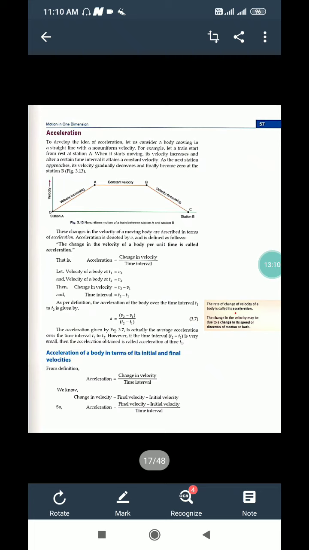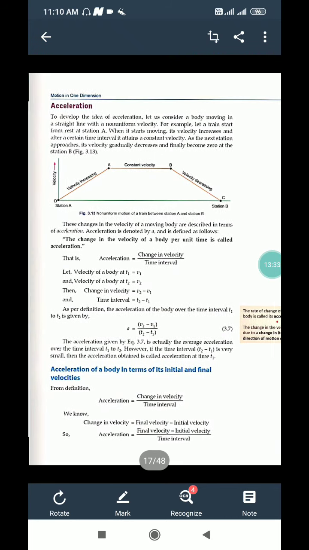Today we will start acceleration. Now, what is acceleration? Acceleration is the rate of change of velocity with time. Thus acceleration is numerically equal to the change in velocity in 1 second, that is, acceleration is equal to change in velocity by time interval.